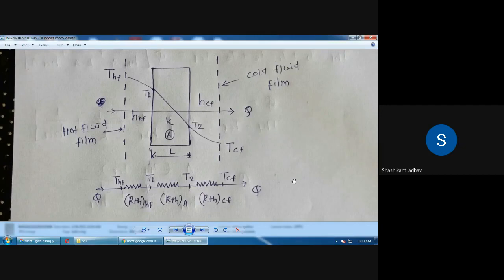So what is the standard equation for the convection? Now tell me. I have already discussed it for the left hand face. Similarly, you have to tell the equation for the right hand face. Anyone?